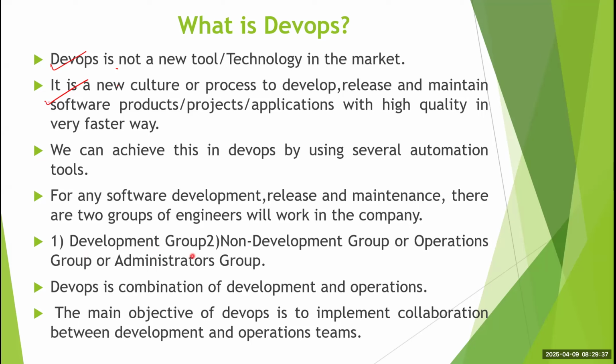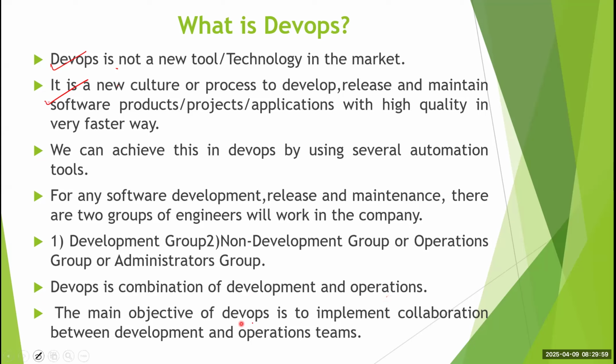The development group, you are already aware of. All the members involved in the development process, such as business analyst, designer, developer, tester, everybody, come under the development group. So DevOps is a combination of development and operational teams. Development plus operational tasks, both we are able to manage with the help of DevOps.